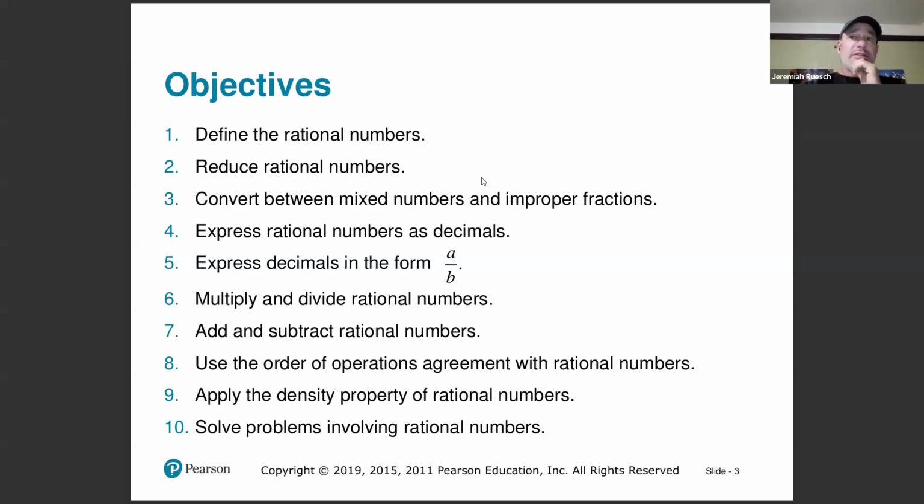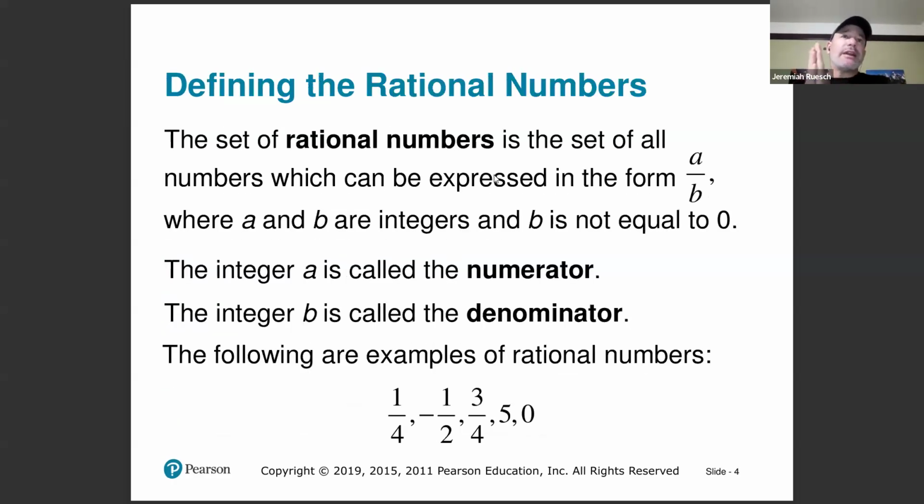So quite a big agenda. This is an ambitious section. I'm looking forward to it. All right, let's dive in. All right, defining a rational number.